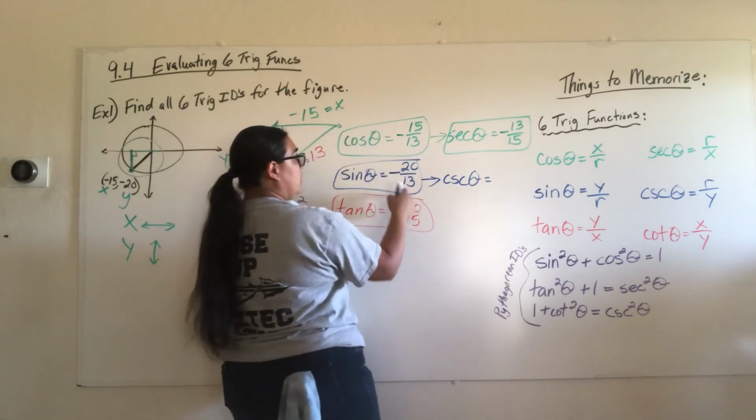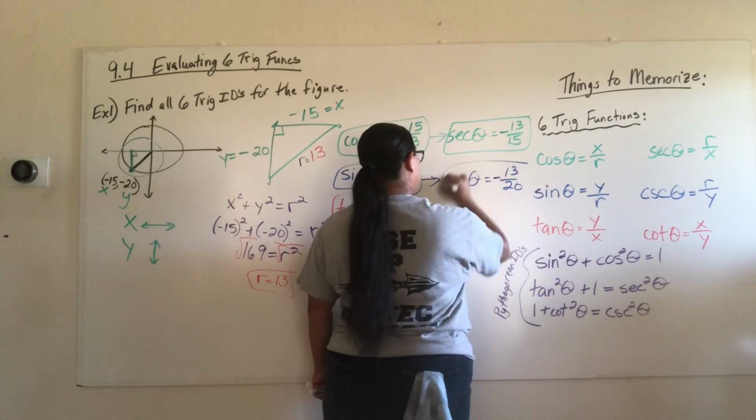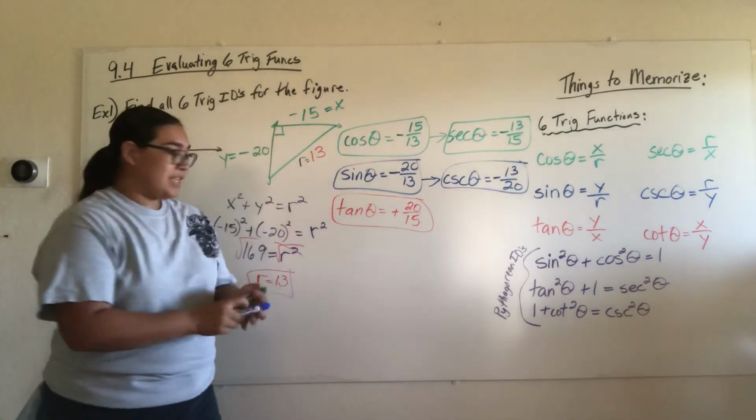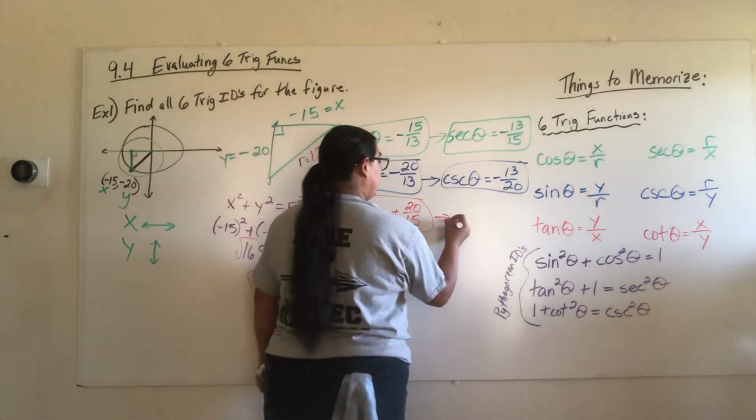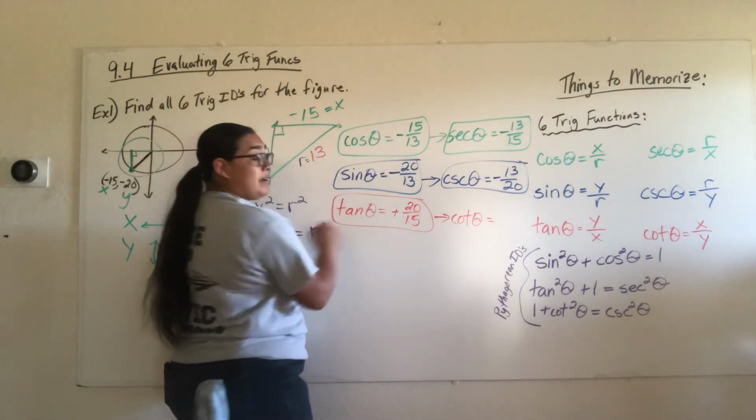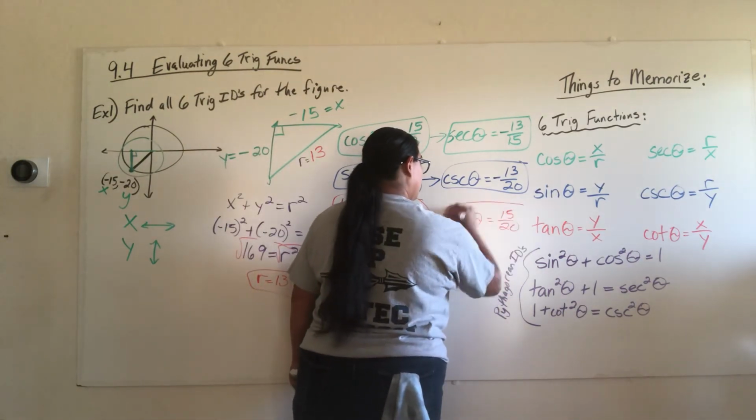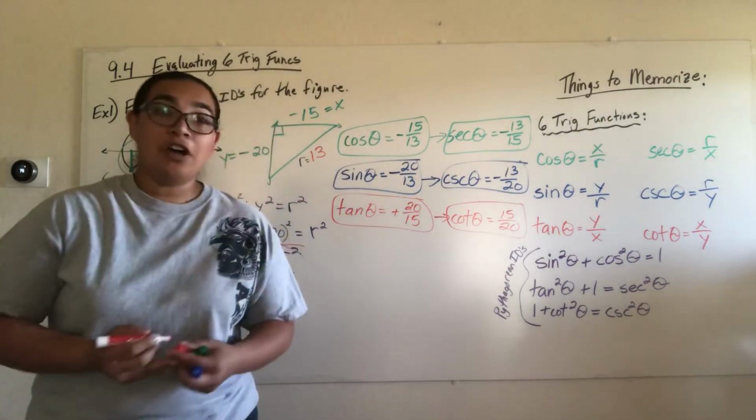We got negative 20 over 13, so this is going to be negative 13 over 20. All right, and then the very last one here, tangent, cotangent will be cotangent. And so again, it's still positive, but now it's going to be positive 15 over 20. And there you go. There's all 6 trig functions.